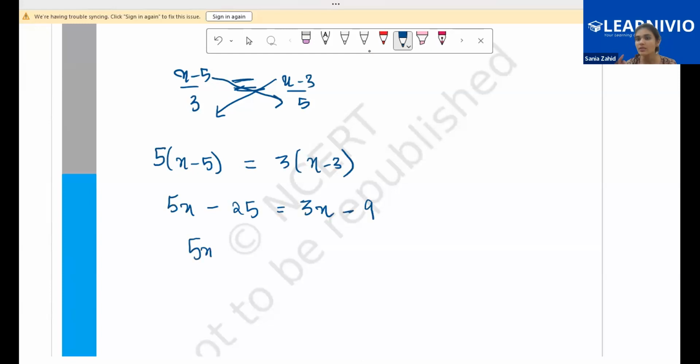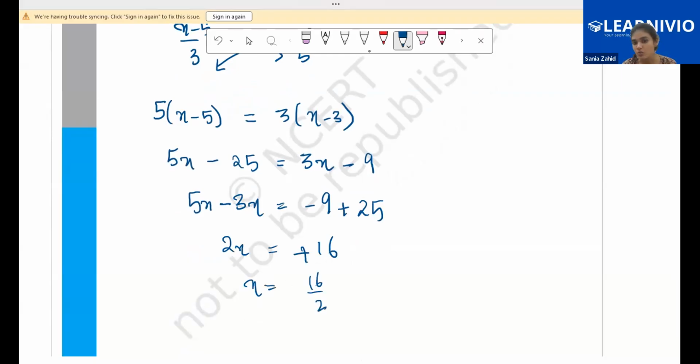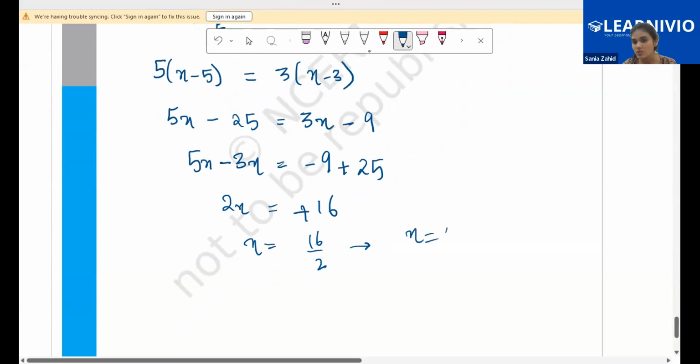Okay. Now what you get? 5x. You will bring all the variable terms on one side and constant terms on the other side. So 5x minus 3x is equal to minus 9 and then plus 25. Okay, children. So 5x minus 3x, we get 2x is equal to minus 9 and plus 25 will give you how much? I get 16, it should give you. Yes, 16 ma'am, it gives you. Plus 16. So x is equal to 16 by 2. So when you cancel 16 and 2, you get 8 as your answer. So x is equal to 8.